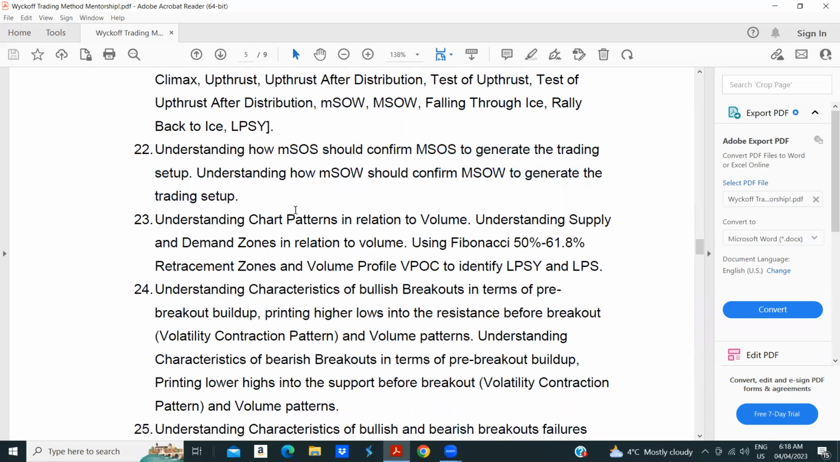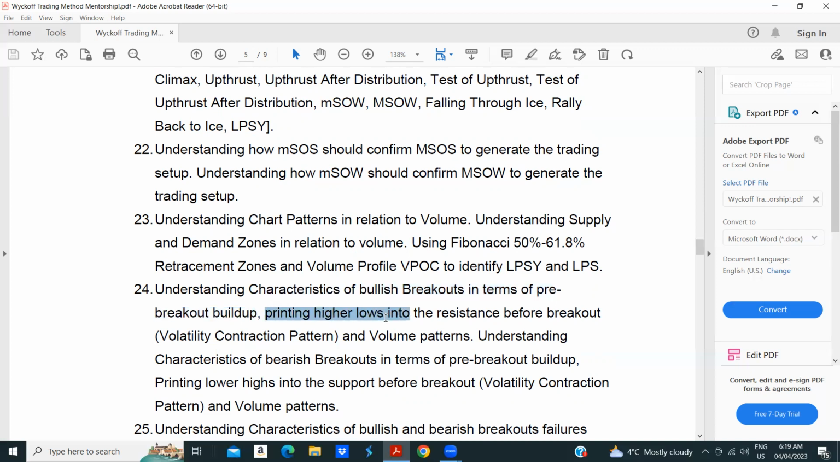Understanding the chart patterns in relation to the volume is the next step. And we're going to understand the supply and demand zones in relation to the volume. We will use a Fibonacci 50% to 61.8% retracement zone and the volume profile VPOC to identify the LPSY and LPS idealized locations.